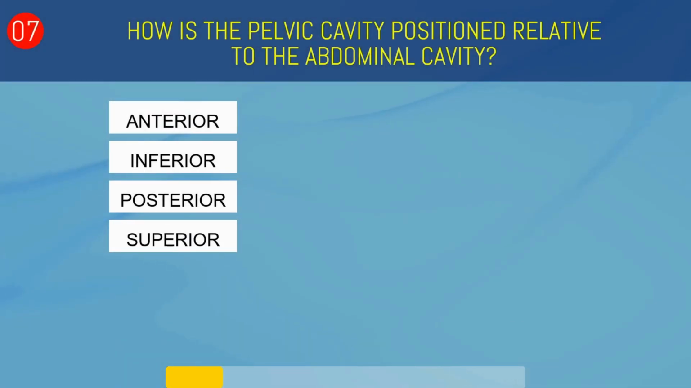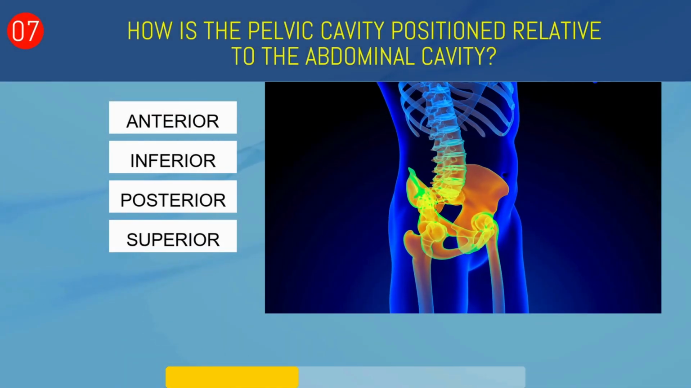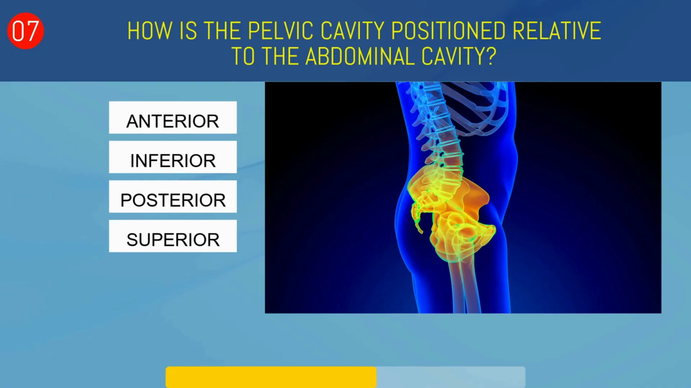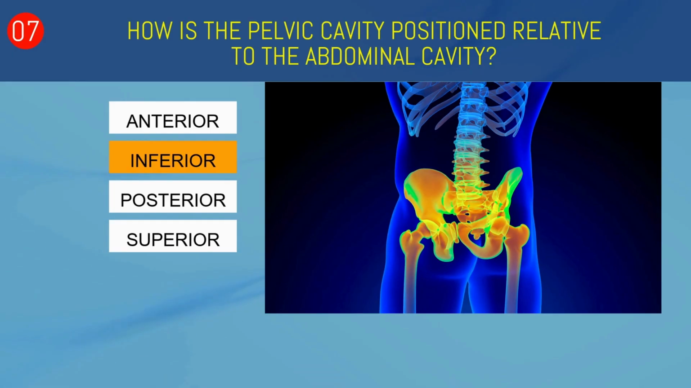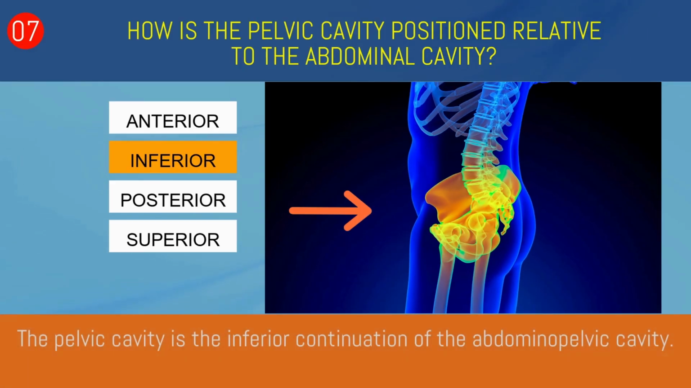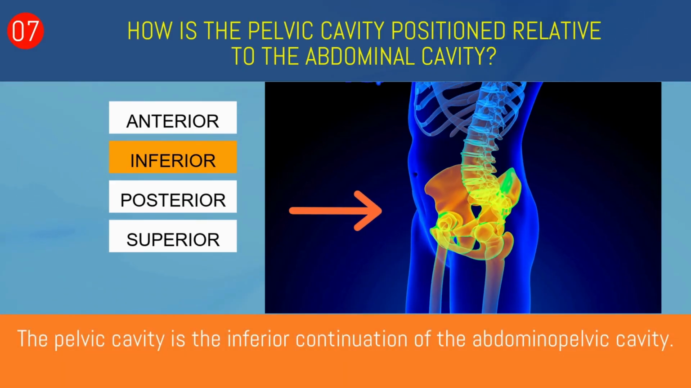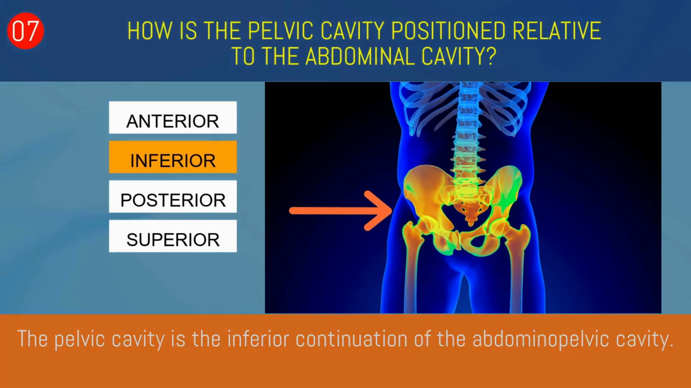How is the pelvic cavity positioned relative to the abdominal cavity? Anterior, inferior, posterior, or superior? Inferior. The pelvic cavity is the inferior continuation of the abdominopelvic cavity.